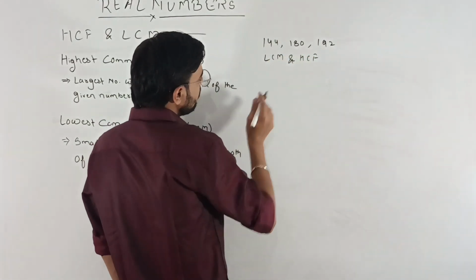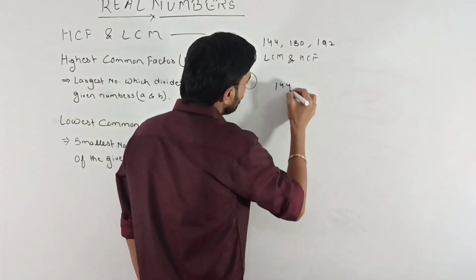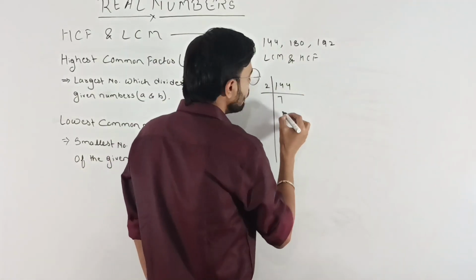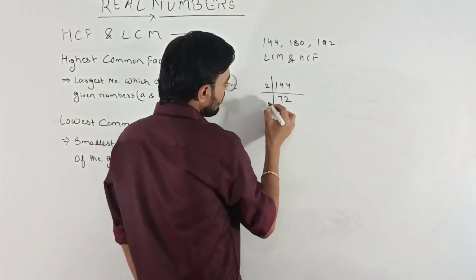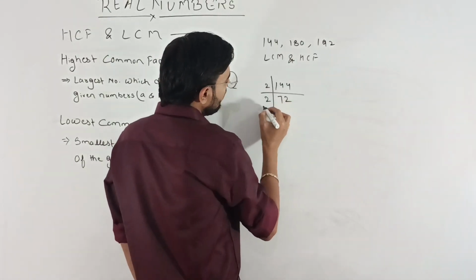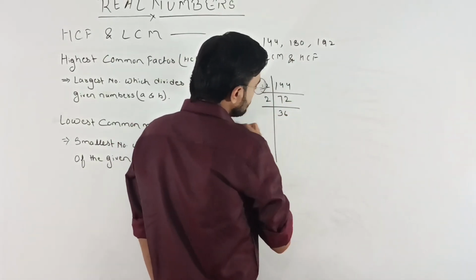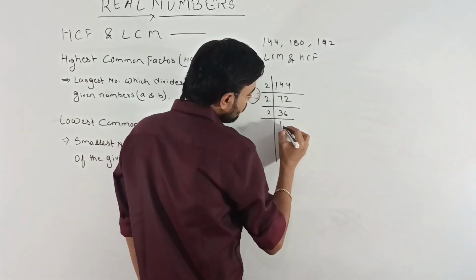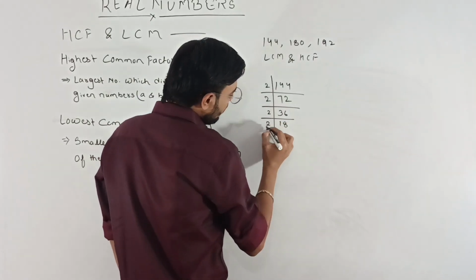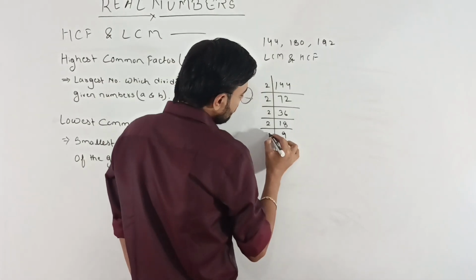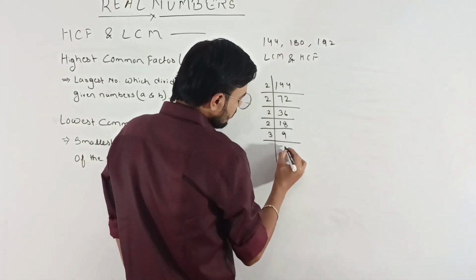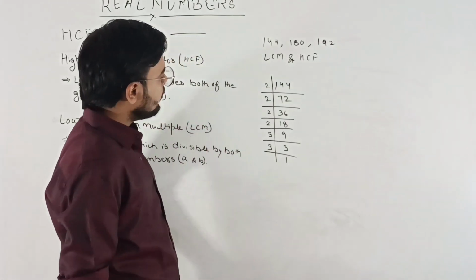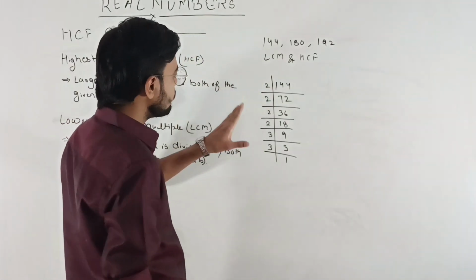First, 144. This is divisible by 2, then 2 7s are 14, 2 2s are 4. Again by 2, we get 36. Then again 36 divided by 2 is 18, then again by 2, 9. Then by 3, 3. Then 3 1s are 3. This is the prime factorization of 144.